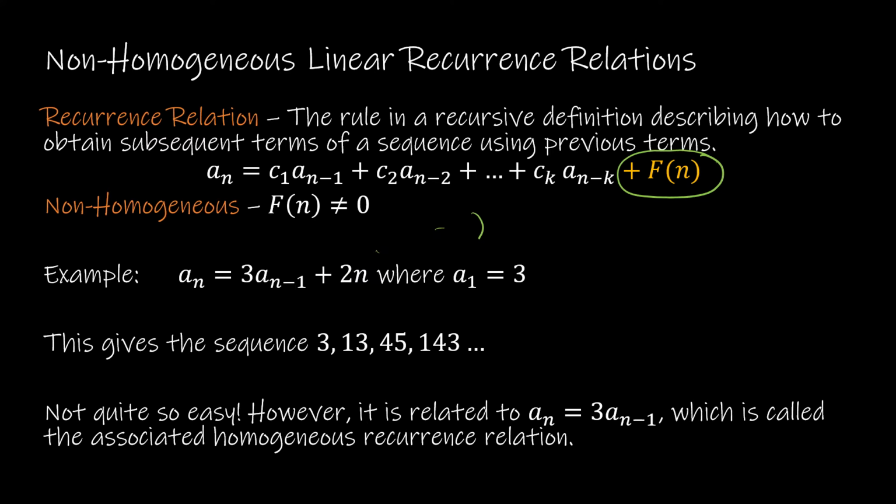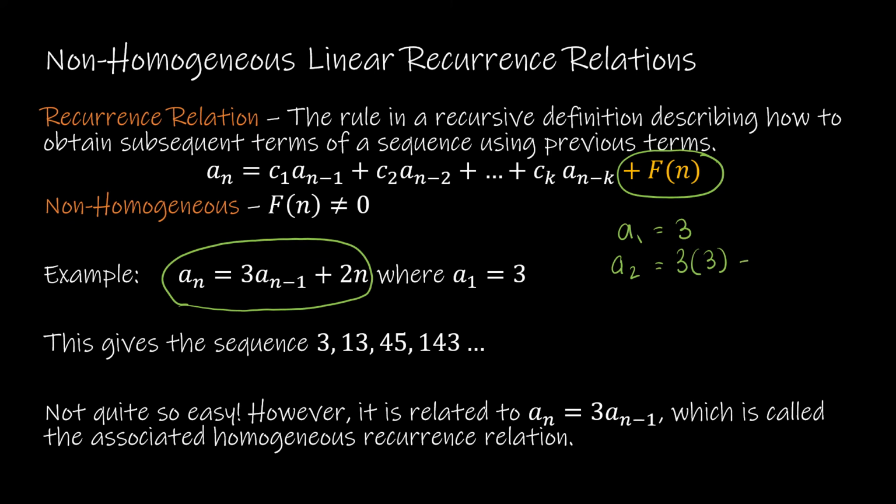Now, we can find values in the sequence just as we did before. So obviously, we're given that a1 is 3. And to find a2, I'm just going to use the recurrence relation. So a2 is 3 times the previous value, which is 3, plus 2 times n, which in this case is 2. So that would give me 9 plus 4, which is 13. And I could continue that process and find the values, but this is not quite as easy as how it was previously because we have this other function.